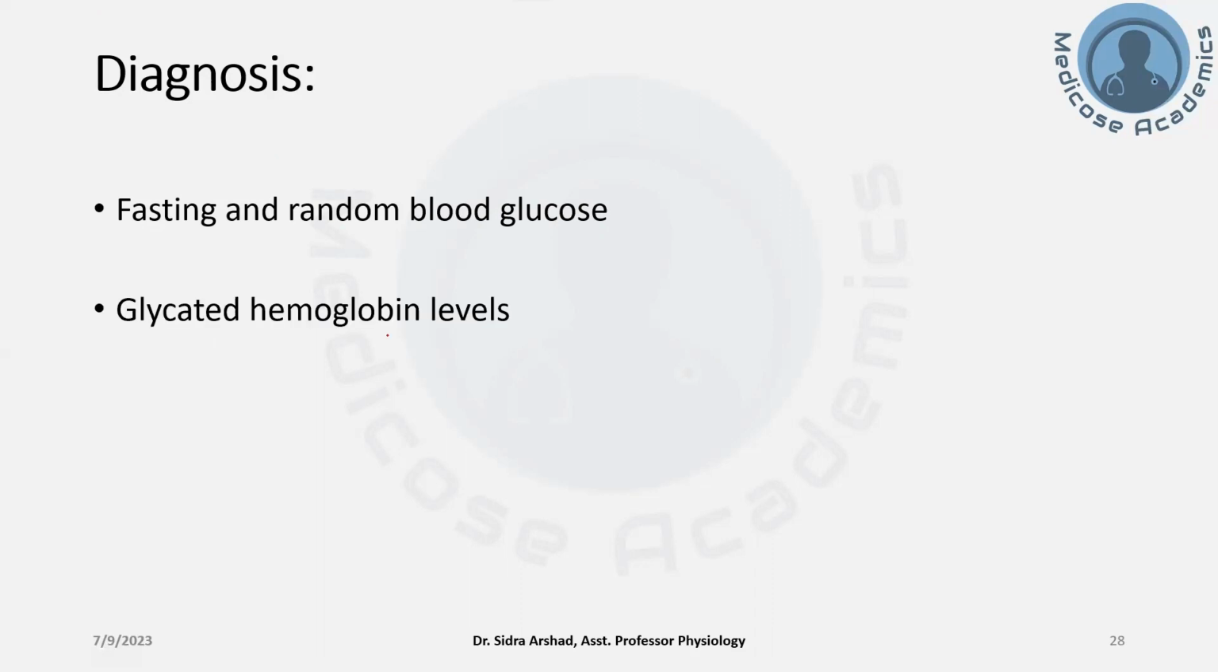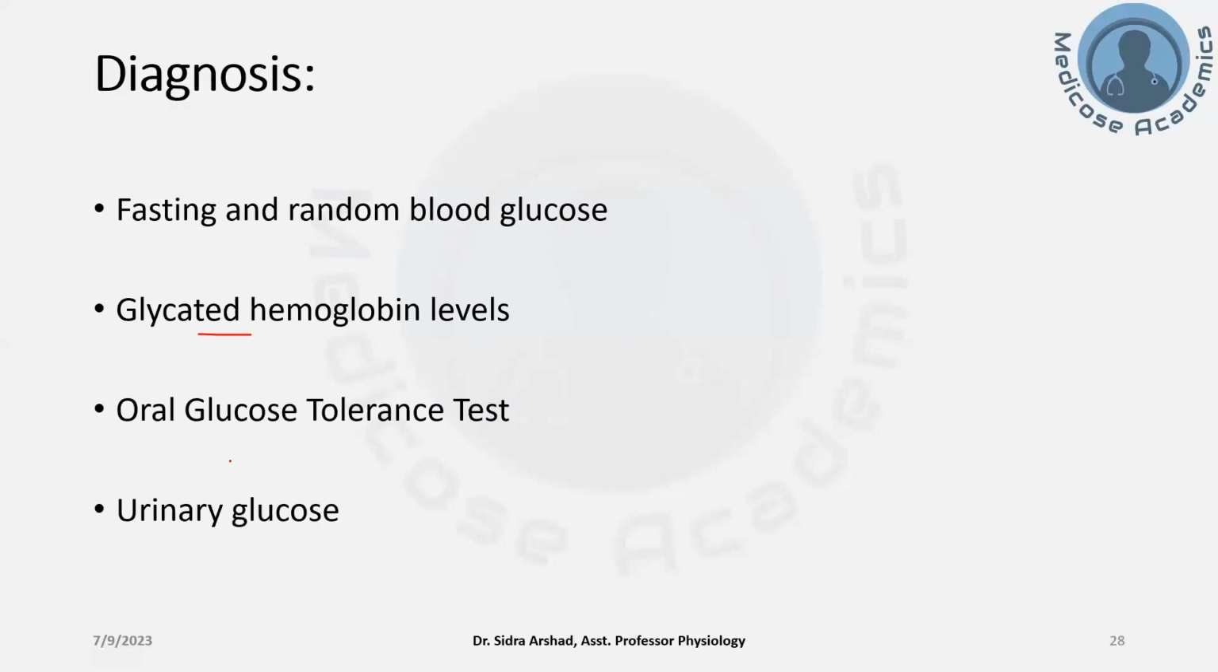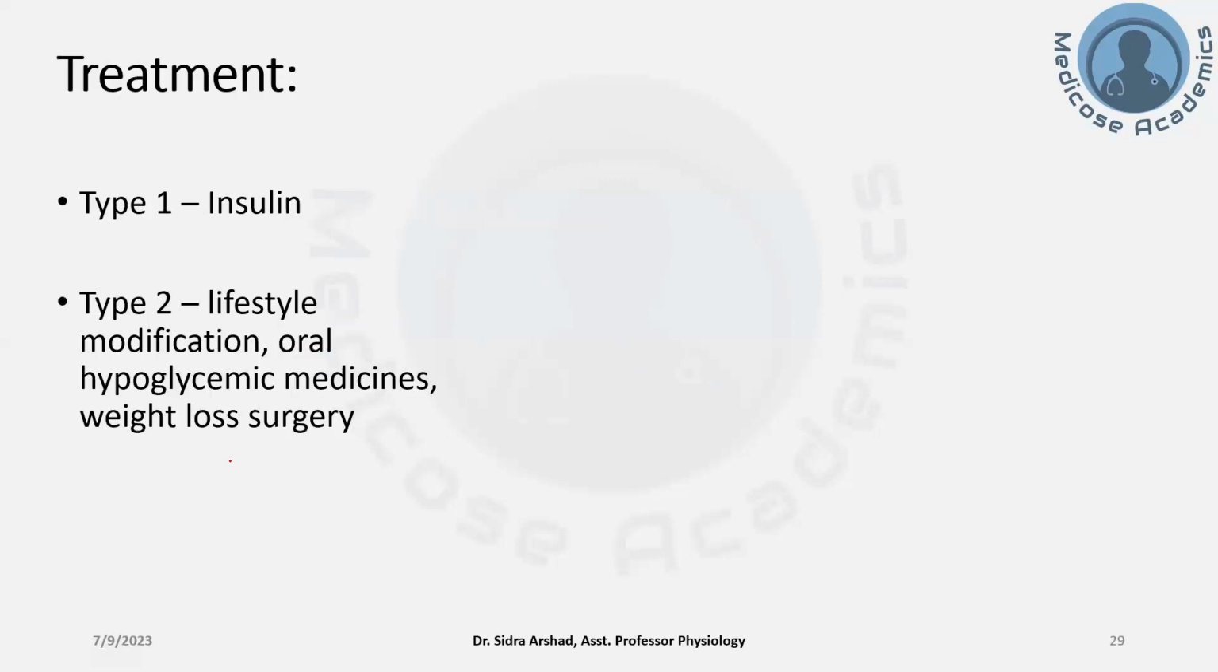Glycated hemoglobin levels can also be measured, which give us an indication of glucose metabolism over a longer period of time, up to 120 days, as glycated hemoglobin is present inside of the RBCs. So it depends upon the lifespan of RBCs. Oral glucose tolerance test also gives us an indication of diabetes mellitus, and then urinary glucose levels and also urinary ketone levels in the cases of diabetic ketoacidosis.